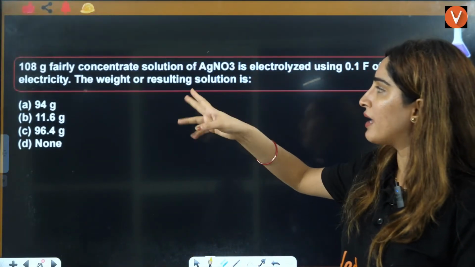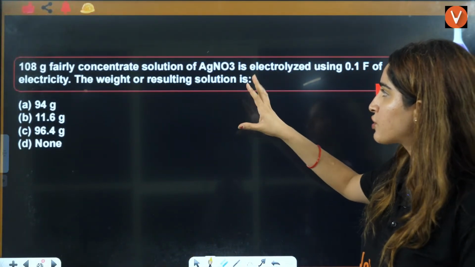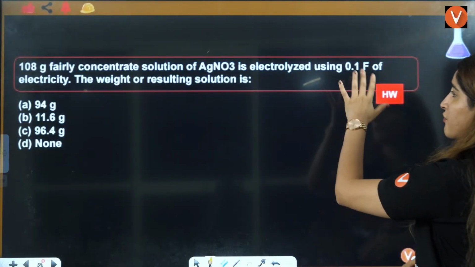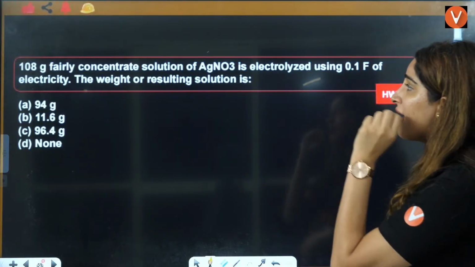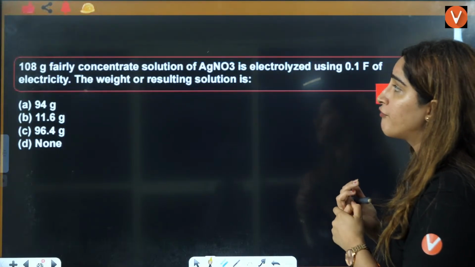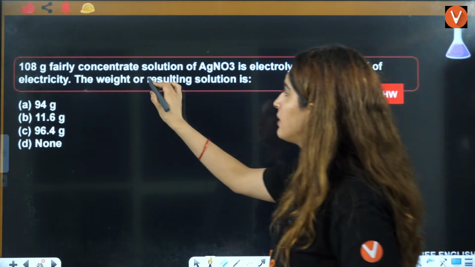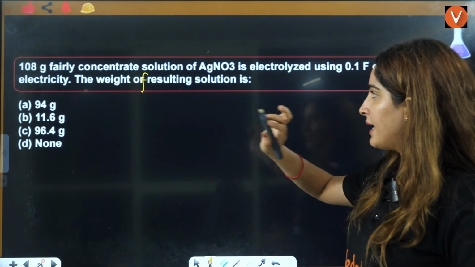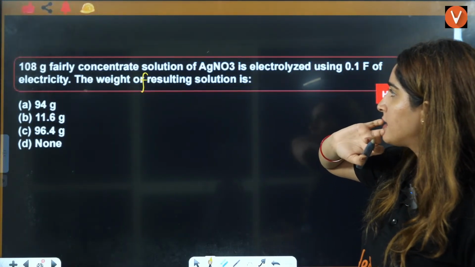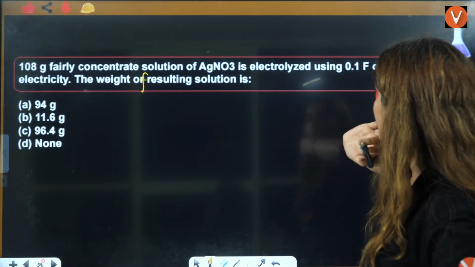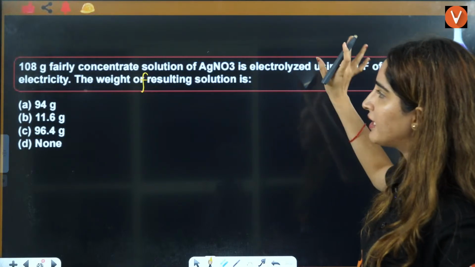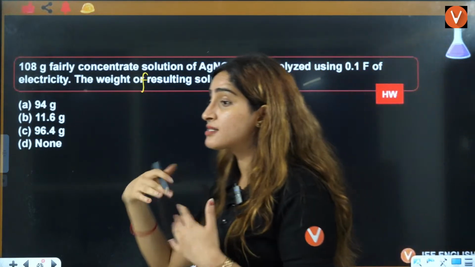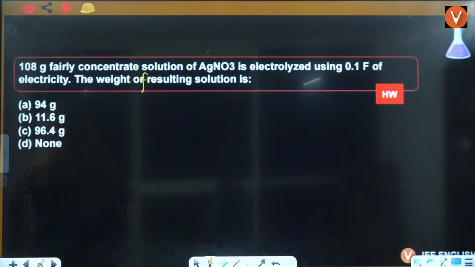Second is this one: a fairly concentrated solution of AgNO3 is electrolyzed using 1 Faraday of electricity. The weight of the resulting solution will be. See here, what you have is a concentrated solution of AgNO3 electrolyzed with 1 Faraday. This is given. The weight of the resulting solution is what they are asking you here.